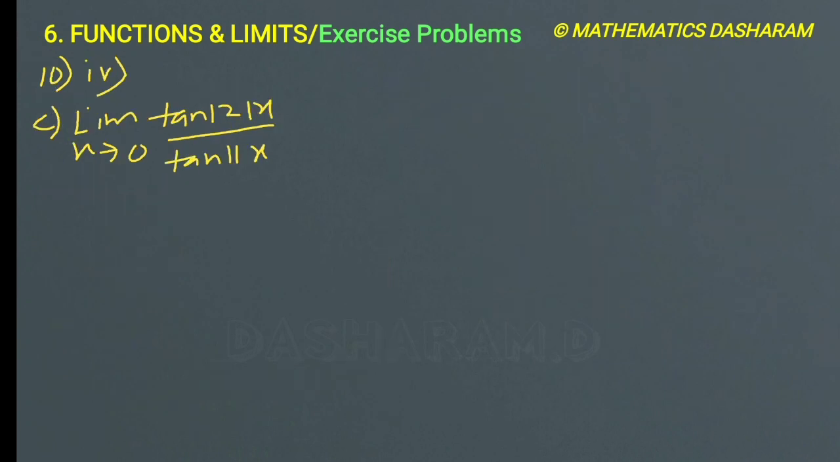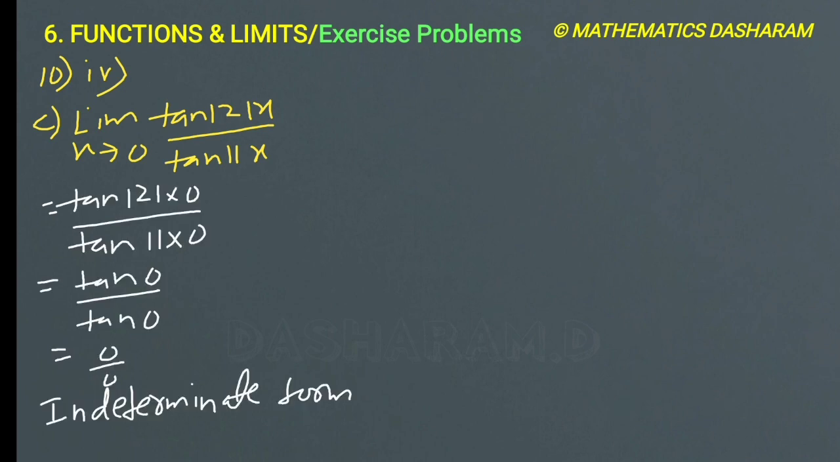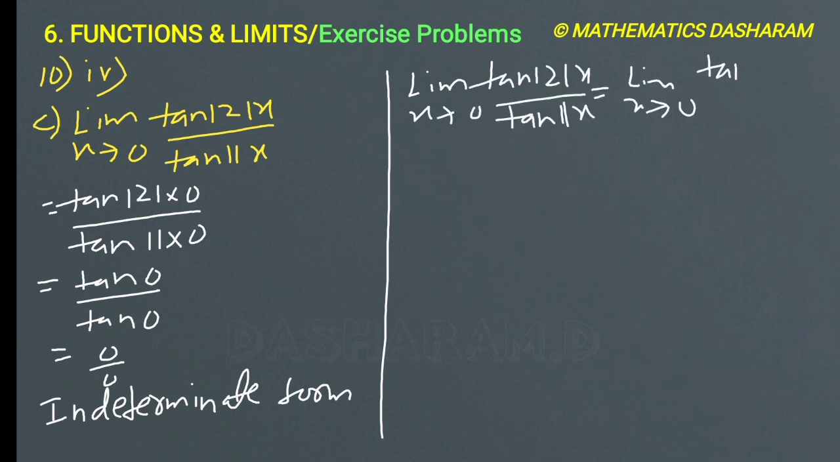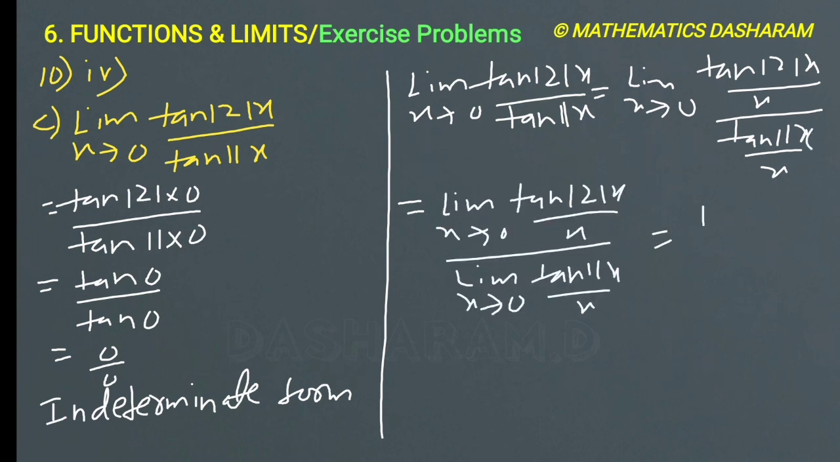C question, limit x tends to 0, tan 121x divided by tan 11x. So substitute x equals 0. So it is indeterminate form. So then limit x tends to 0, numerator and denominator both divide with x. Then apply the limit for numerator fraction and denominator fraction separately. So then the numerator answer is 121, here 11, 11 ones are 11, 11 elevens are 121. So 11 is the required answer.